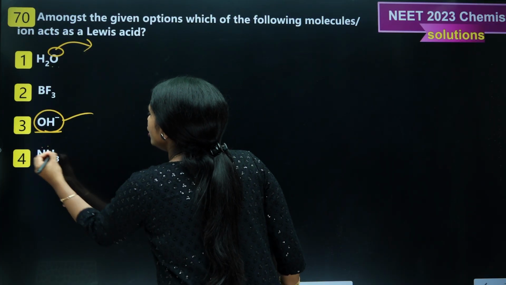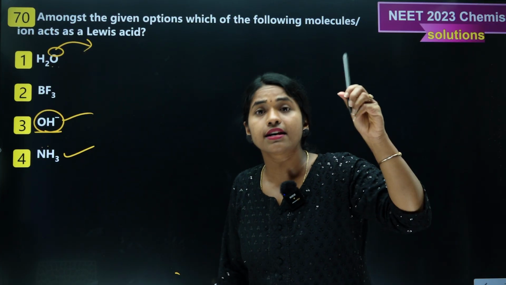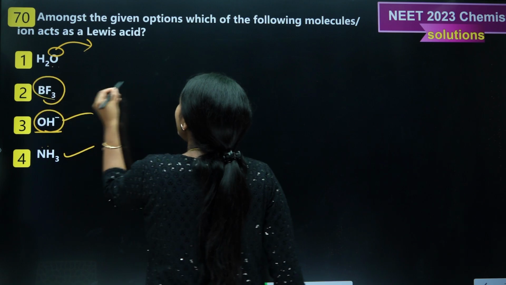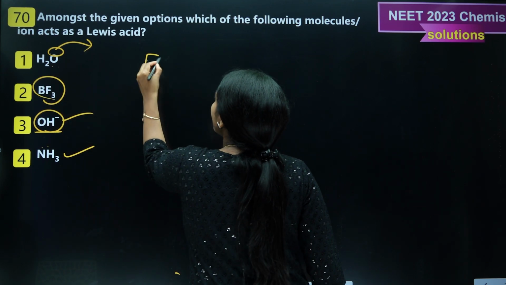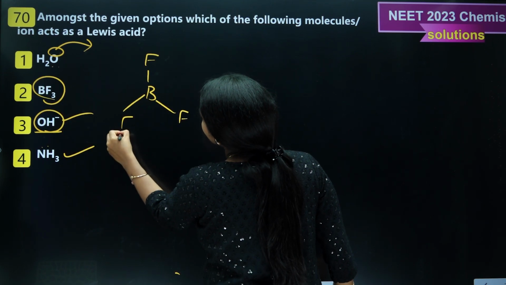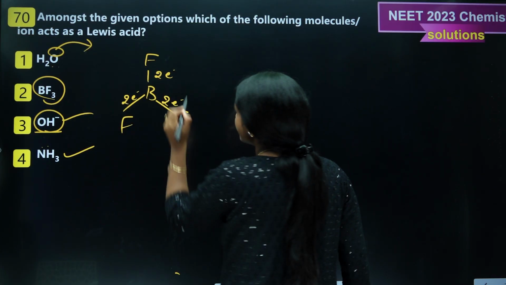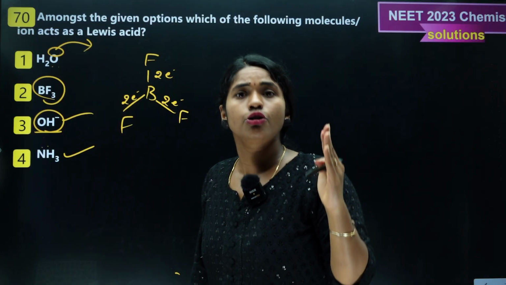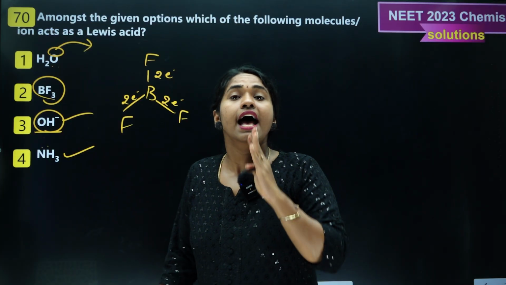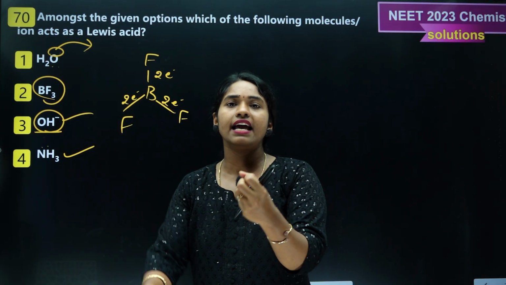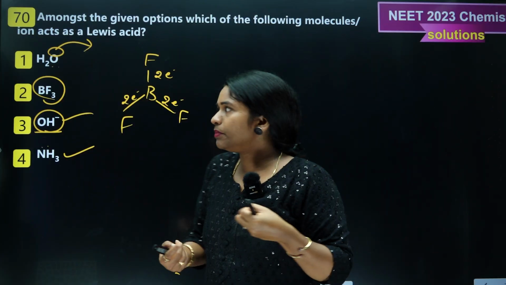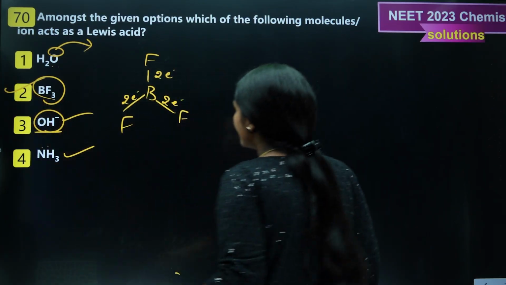And ammonia has a lone pair, so it is a Lewis base. They are asking for a Lewis acid. In BF3, around boron only 6 electrons are present. So here 2 electrons, here 2 electrons, here 2 electrons. How many electrons are there in total, students? There are only 6 electrons, less than 8 electrons. They are ready to accept. So BF3 is the correct answer.